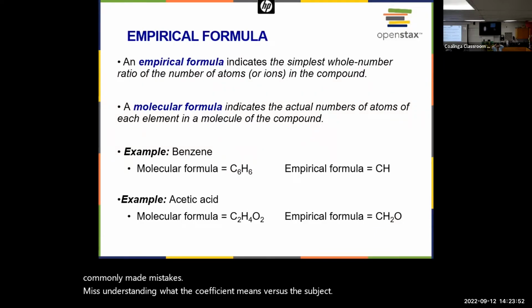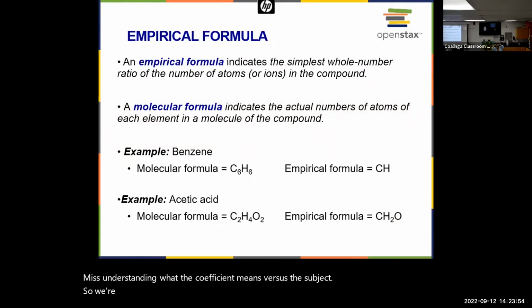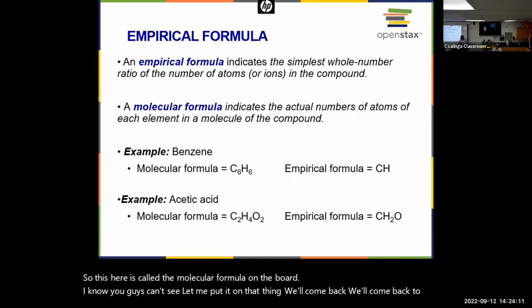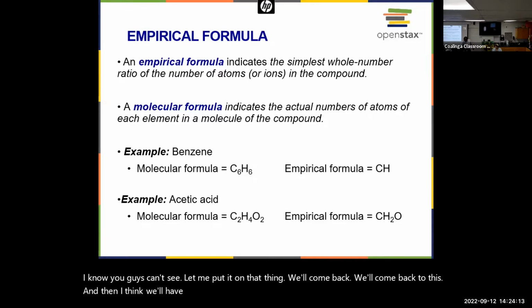Okay, so we're on empirical formula. Let's go back to the board. So this here is called the molecular formula on the board. I know you guys can't see. Let me put it on that thing. We'll come back to this. Then I think we're gonna have to take a potty break.